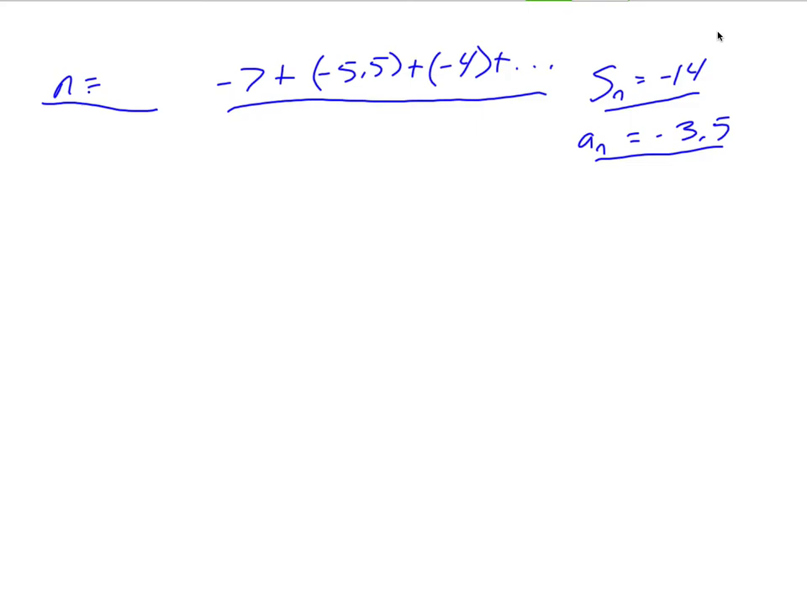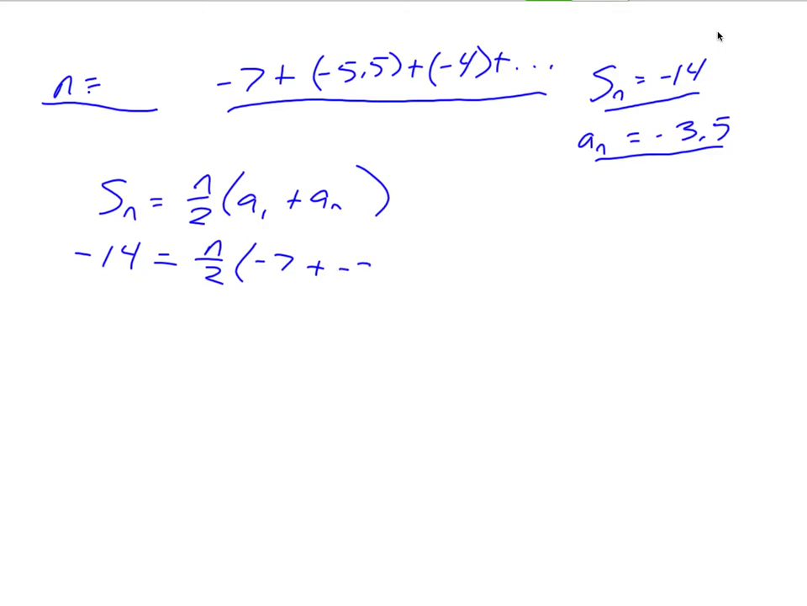All right, so which formula do I want to use, first or second? The first one. Why the first one? I have a sub n, so I want the first one. So S sub n equals n over 2 times a sub 1 plus a sub n. I know my S is negative 14. n is what I'm looking for. a sub 1 is negative 7. And a sub n is negative 3.5. Any questions on plugging that in?